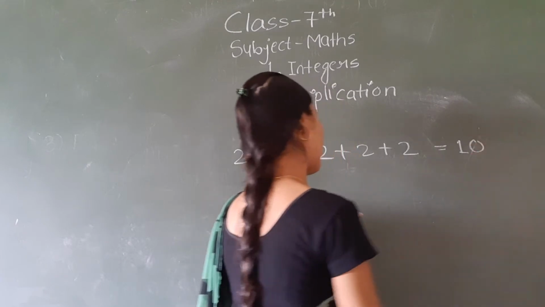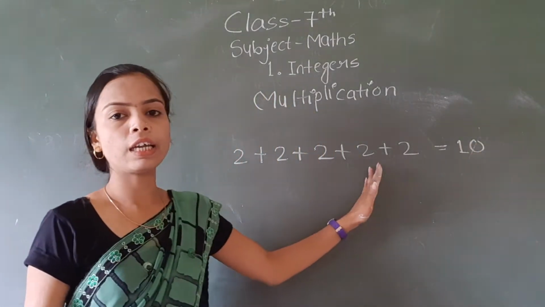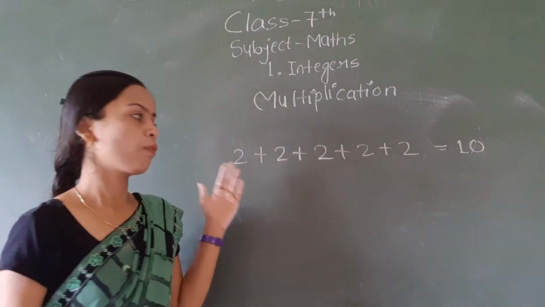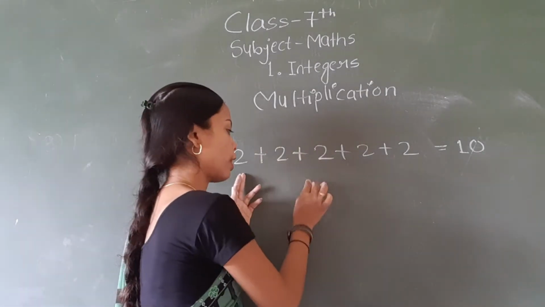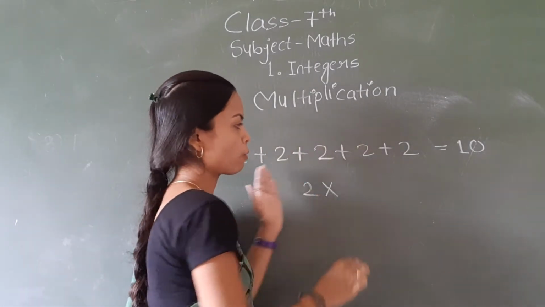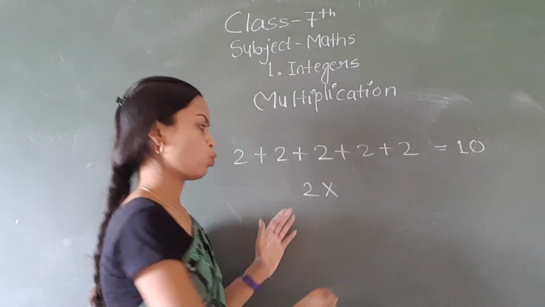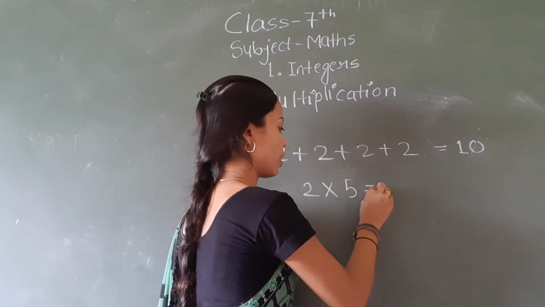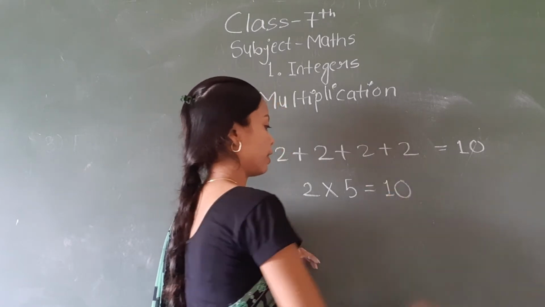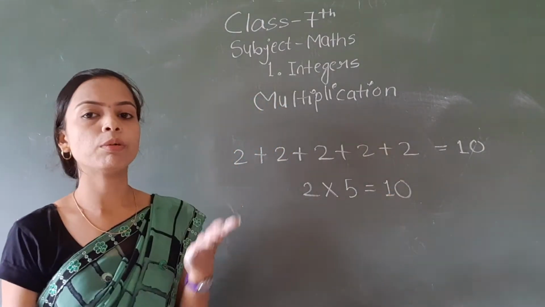But instead of writing the same number again and again in the addition form, we use multiplication. Write the number, and how many times do we have to add it? We have to add it 5 times. So I write 2 into 5, that is 10. That means multiplying the same number again and again.